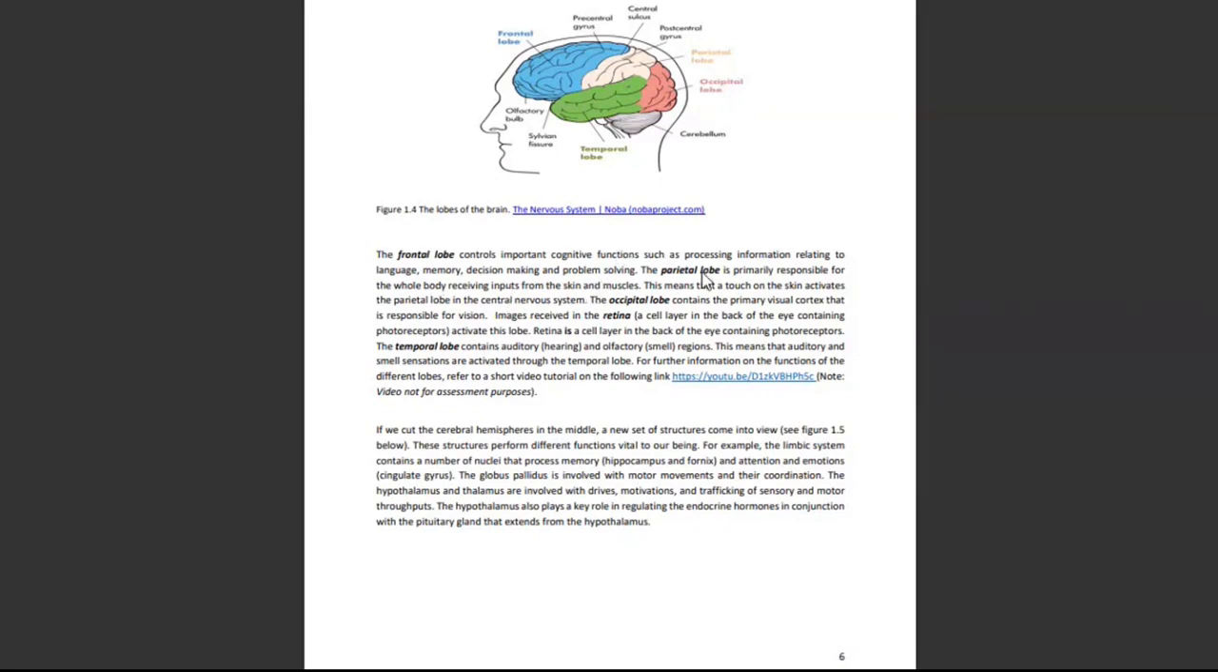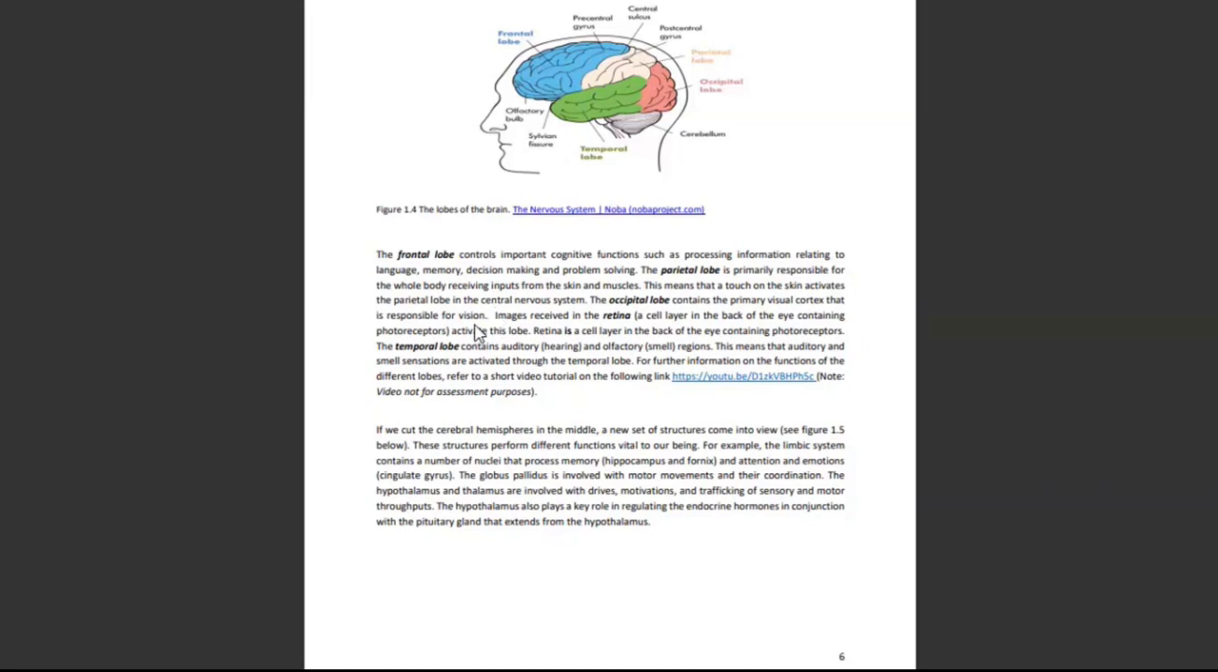Then parietal lobe determines what? Touch. What is touch? What do you touch? You mostly touch the skin. When I touch you, meaning I touch the skin. The outside layer of your body is the skin. Then muscles react.